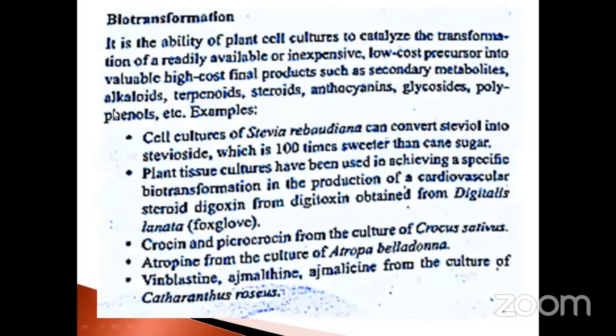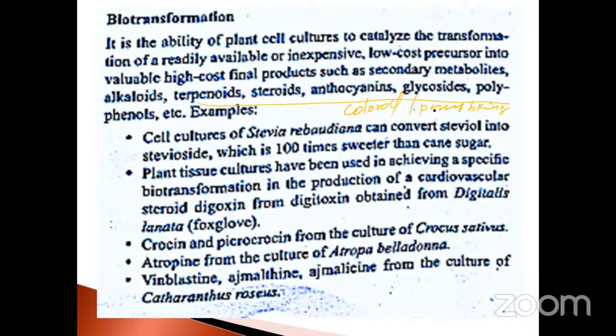Biotransformation is also another method. Here it is the ability of plant cell culture to catalyze the transformation of readily available, inexpensive, low-cost precursors into valuable, high-cost final products, such as secondary metabolites, alkaloids, terpenoids, steroids, anthocyanins, glycosides, and polyphenols, etc. Suppose we want to produce different components, these are mostly found in the colored substances. For example, pumpkin.